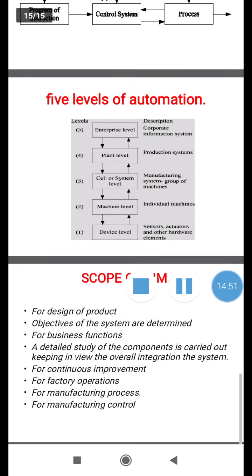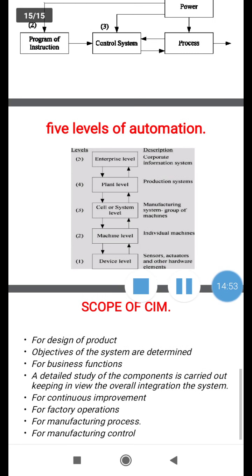The last bit of this chapter is the scope of CIM. What is the CIM scope? Why do you go for CIM? That is a computer integrated manufacturing system. First one is to design a product. Once you install CIM in your manufacturing process, that gives the details of your product. Next one, objectives of the system are determined, which show the objectives of your system and elements. Next, for business functions, which deals with the business of customers, reviews and feedback. That is online inspection directly with manufacturing.